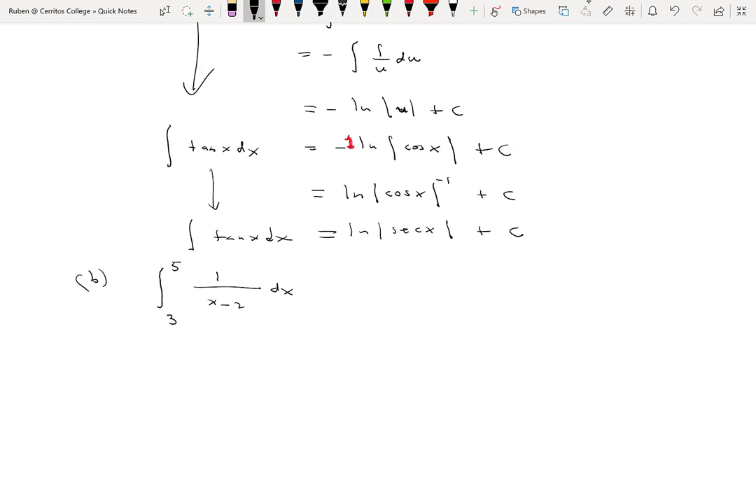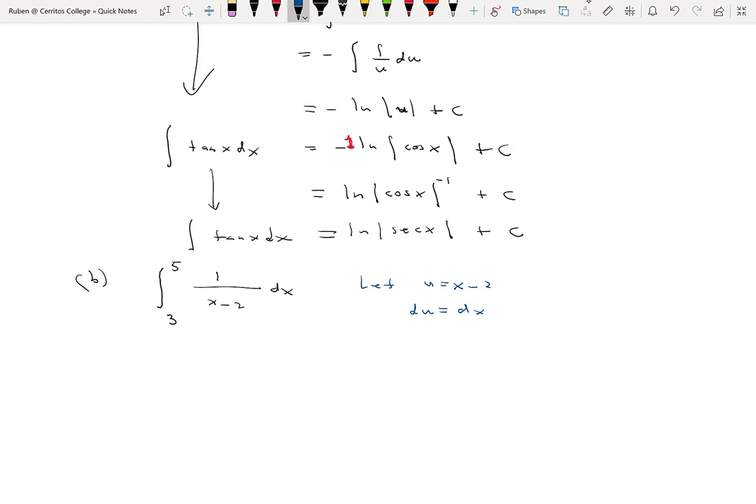Okay, so let's evaluate this integral by making a u substitution. We know that the antiderivative of 1 over x is the natural log of the absolute value of x. But we don't have 1 over x here. We have 1 over x minus 2. So I'm going to try letting u equal x minus 2. If I do, then du equals derivative of x is 1, so du equals dx. But we're not looking at an indefinite integral. The integral is definite now, so what we want to do is switch the limits of integration also.